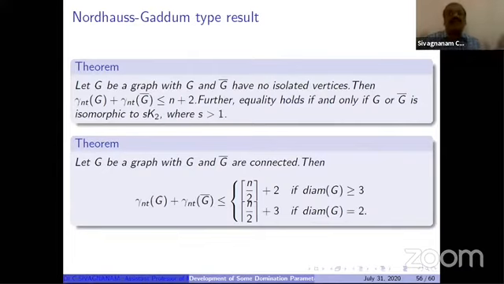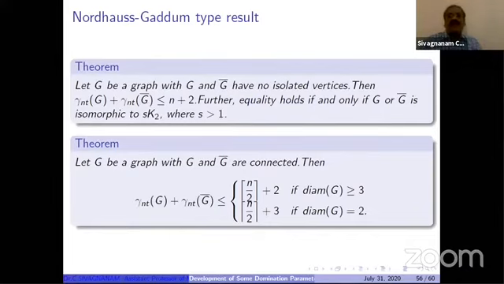Then what is the sum of gamma nt of G and gamma nt of G bar? It is less than or equal to upper integral n by 2 plus 2 when the diameter of G is greater than or equal to 3, and upper integral n by 2 plus 3 when the diameter of G equals 2. When the diameter of G equals 2, this value is upper integral n by 2 plus 3. When the diameter of G is greater than or equal to 3, this value is n by 2 plus 2.